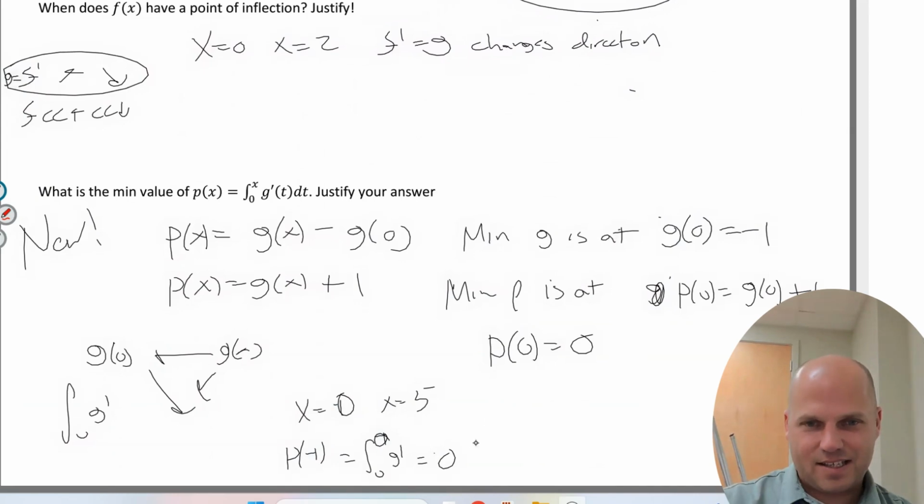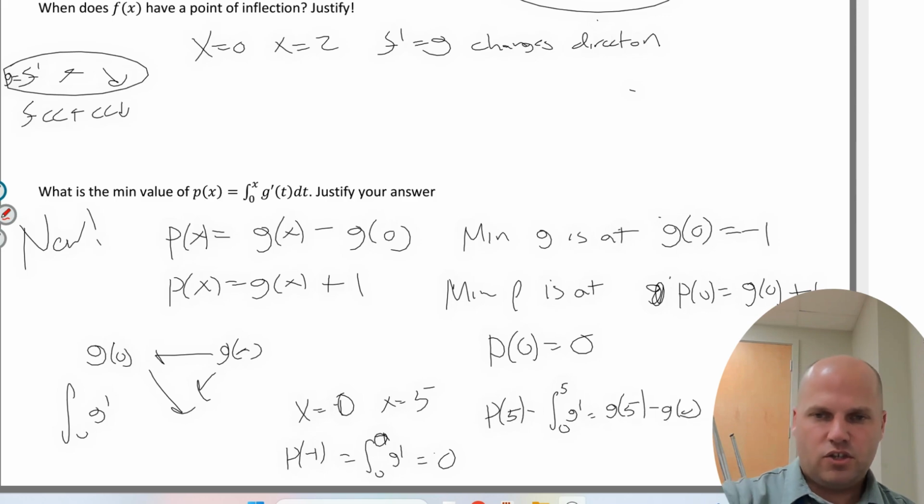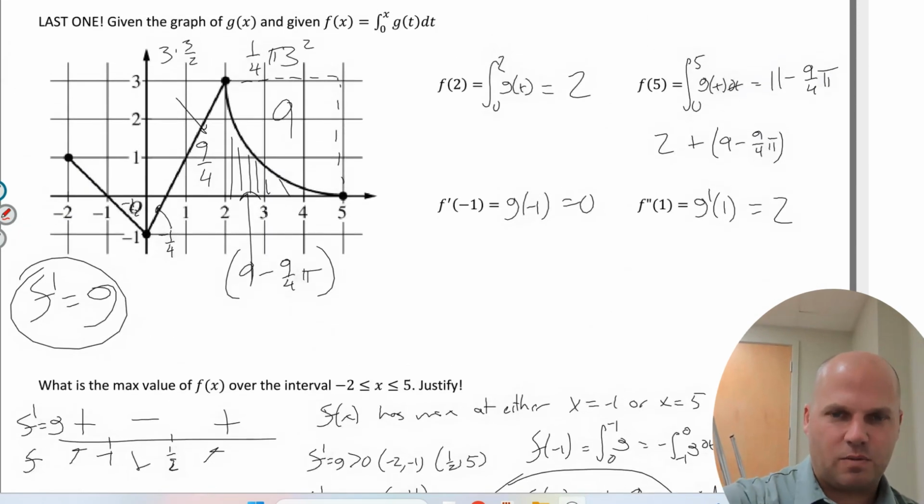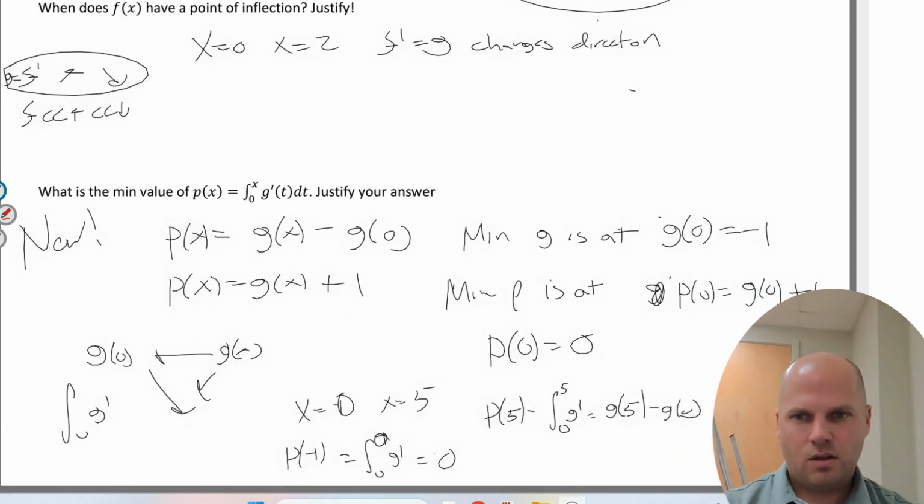And then I can look at P of 5, which is the accumulation from 0 to 5 of g prime, which is really just g of 5 minus g of 0. G of 5 minus g of 0 is going to be positive 1. So there's my minimum value.